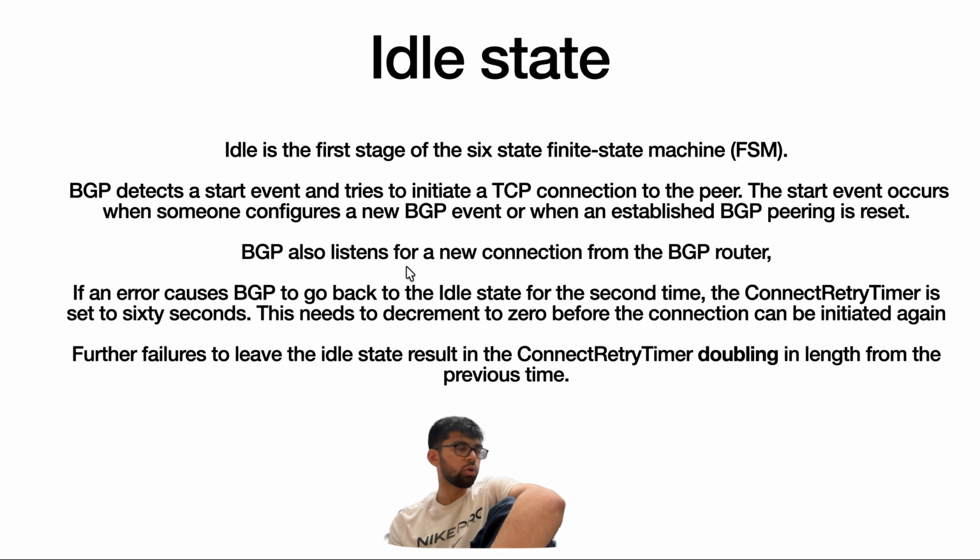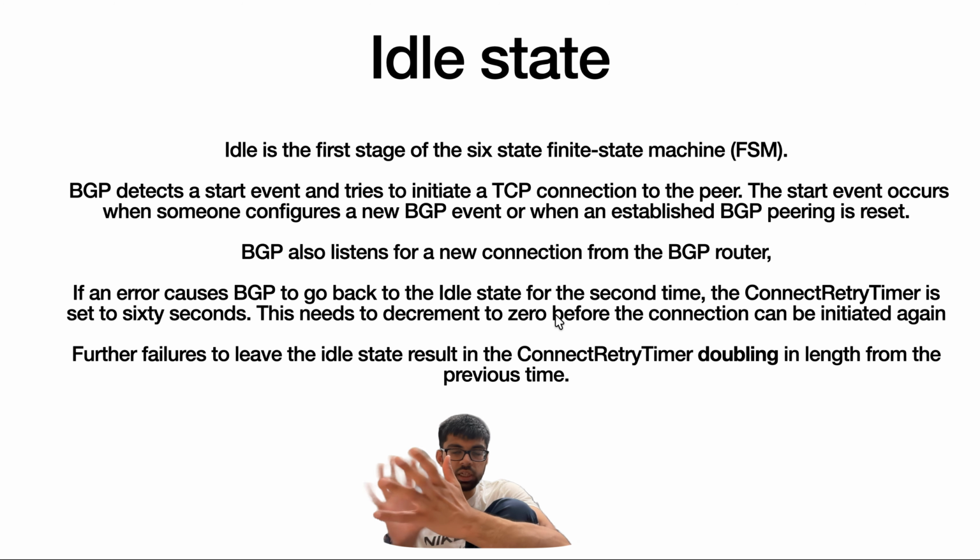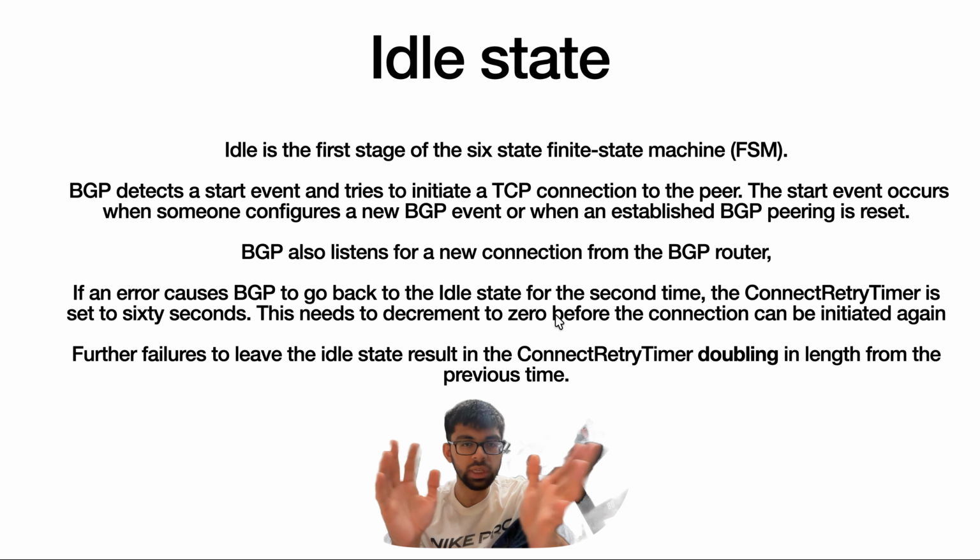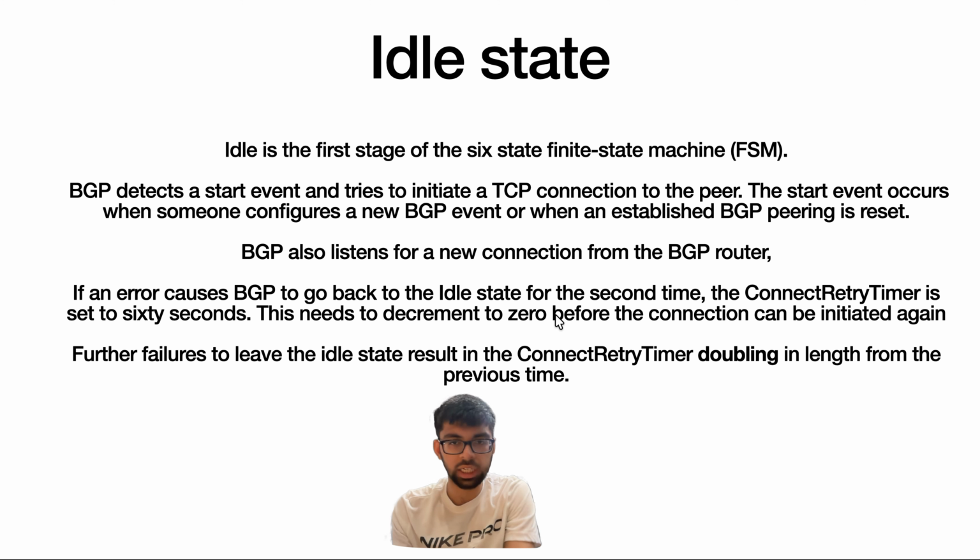Now, if an error causes BGP to go back to the idle state for the second time, the connection retry timer is set to 60 seconds. That needs to decrement to 0 before that connection can be initiated again. Further failures to leave the idle state result in the connection retry timer doubling in length from the previous time.